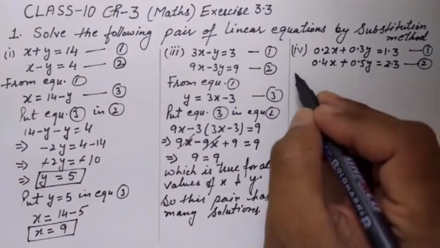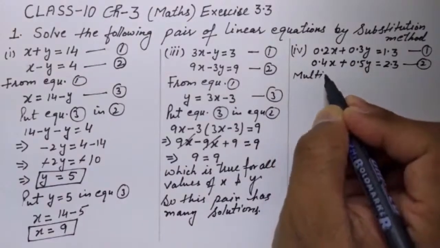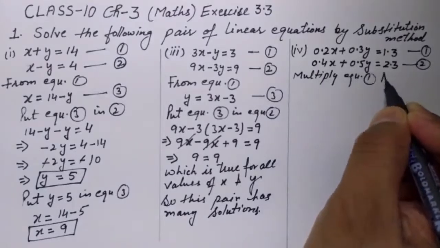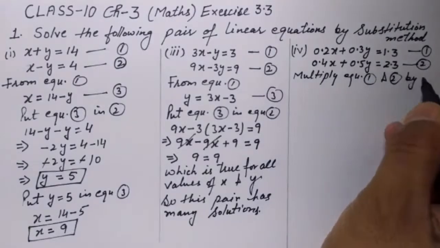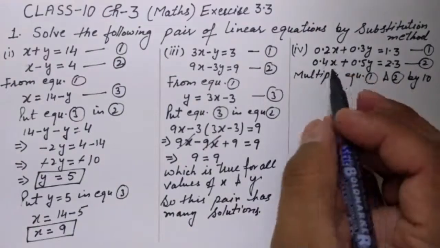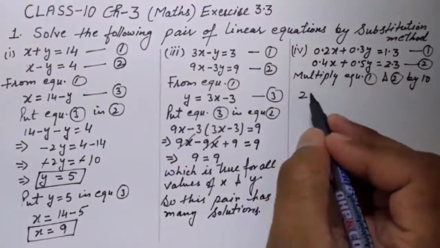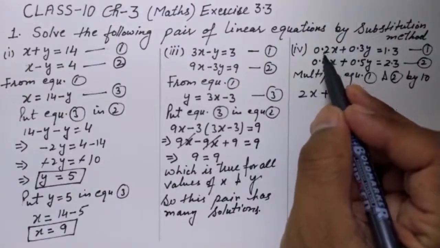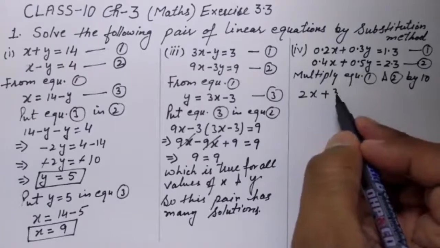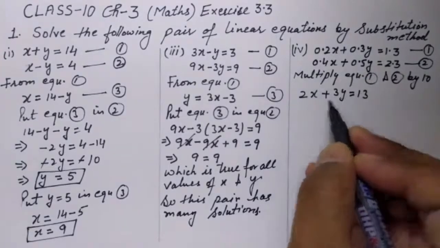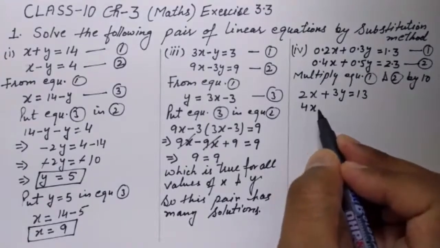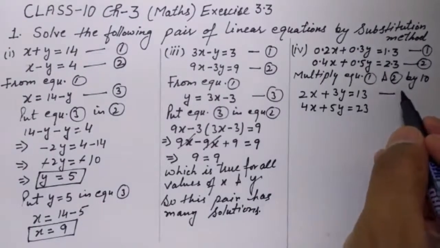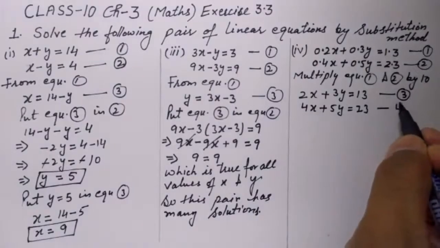So I'll multiply equations 1 and 2 by 10. Multiplying by 10, it becomes 2x, because the decimal will go one place forward on the right-hand side, and here it is 3y, and that is 13. Then the second equation becomes 4x plus 5y is equal to 23. Suppose this is equation 3 and this is equation 4.